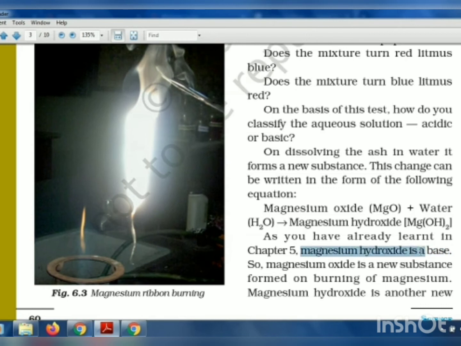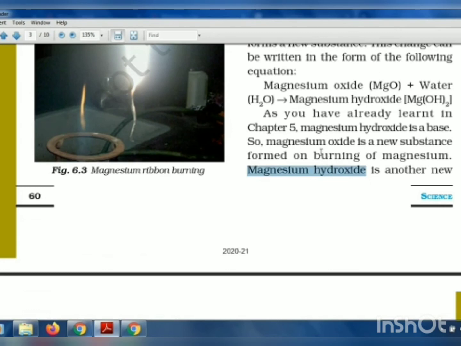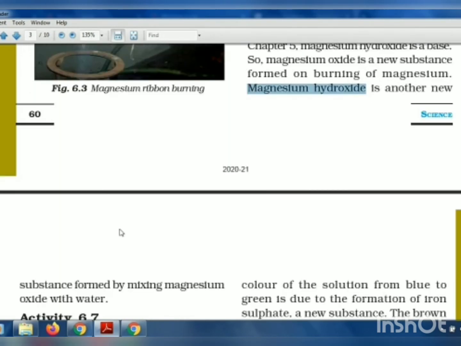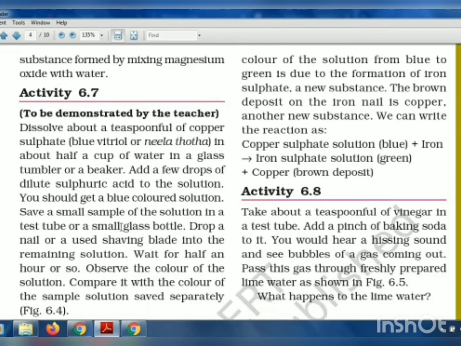So from this we understand that magnesium hydroxide is a base. Magnesium oxide and magnesium hydroxide are the two new substances which are formed when a magnesium ribbon is burnt. So in this chemical change, two new substances are formed. This equation and these products are very important for you to remember. Now we'll go to the next one.